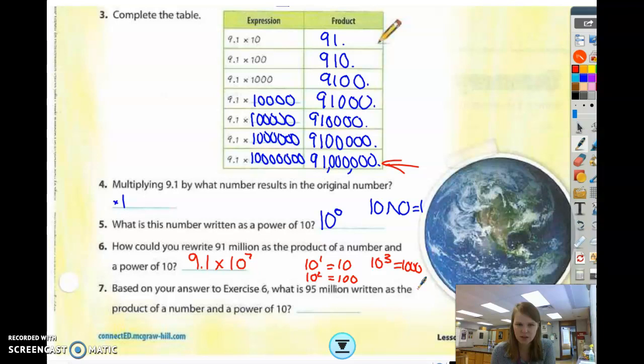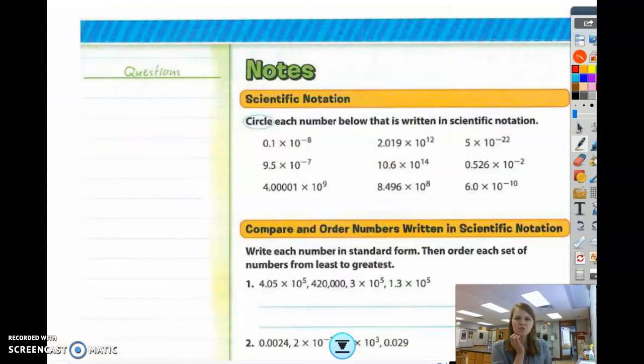Didn't we just do that? 95 million. Okay, sorry. I was trying to figure out how those numbers were different. 91 million and 95 million. Wouldn't that be the same thing except with a 0.5 instead of a 0.1? That seemed too easy. Okay. Let's go on to the next page. That was suspiciously easy.